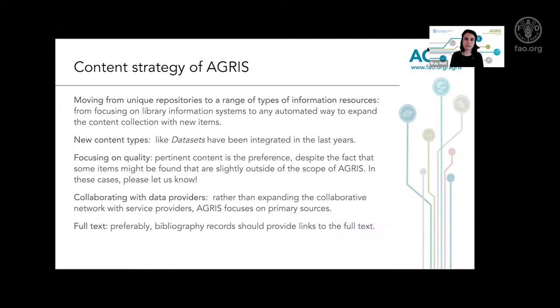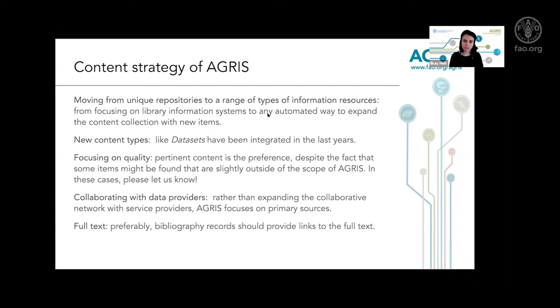Let's look at a little bit of the strategy that we are following to develop the content in AGRIS. Obviously, as we said since the beginning, AGRIS is very much evolving because it has a long history. At the moment, we are moving lots of back-end processes from manual to automated ways, because now we are dealing with more repositories and more enhanced technologies from our data providers. So from focusing on library information systems and catalogs, we are moving to more automated ways to expand our content. In terms of content types, things are also changing. We used to get just library records, but now data providers have a number of repositories within their organizations. They're also publishing journals. So from one organization, even from different departments, we are indexing different types of resources. And the very latest one is data sets. We have started indexing data sets in the last years.